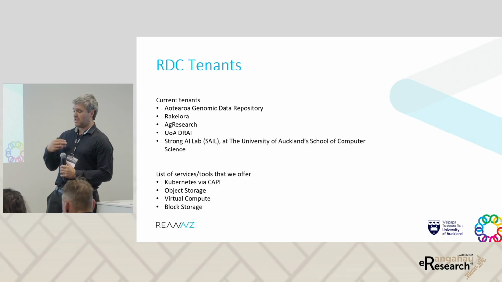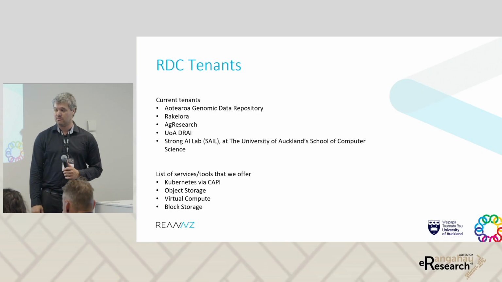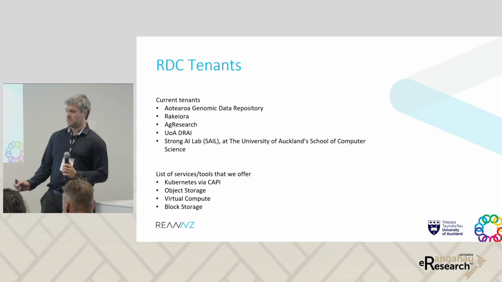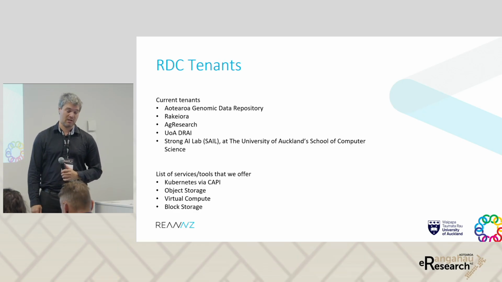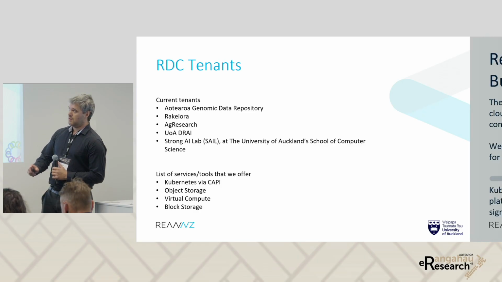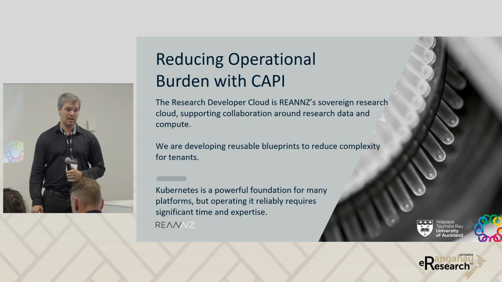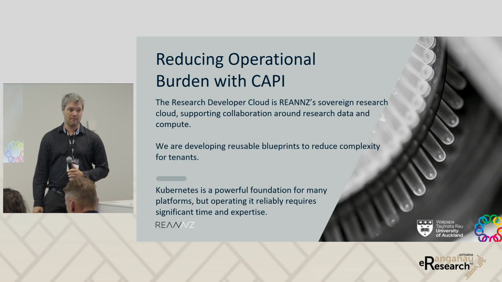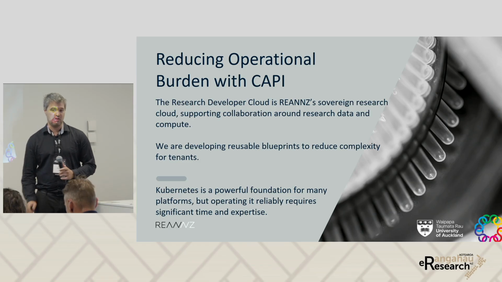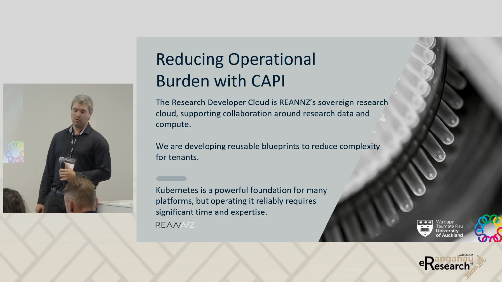And some of the services that we can offer within that is, as we said, we've got virtual compute, object storage, and block storage, as well as Kubernetes via CAPI or Cluster API. And so we're going to do a bit of a dive into the Cluster API side of Kubernetes. Now, Kubernetes is just an orchestration platform for pods that allow you to do great things.